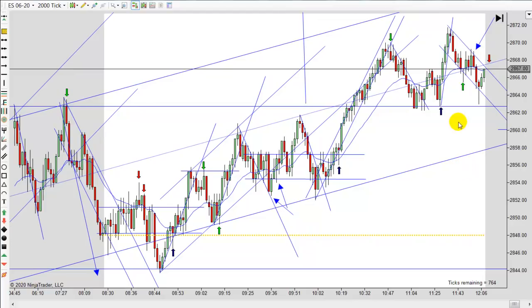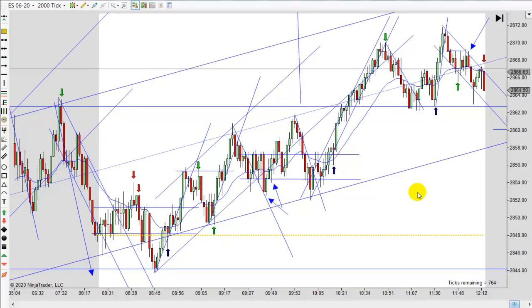Once it didn't take off, I definitely wouldn't have entered right there because now you've got all that resistance across there too. You can see you would have had that resistance right there, and so you would have been going long into that right there. And then you draw your trend line and you can see it.